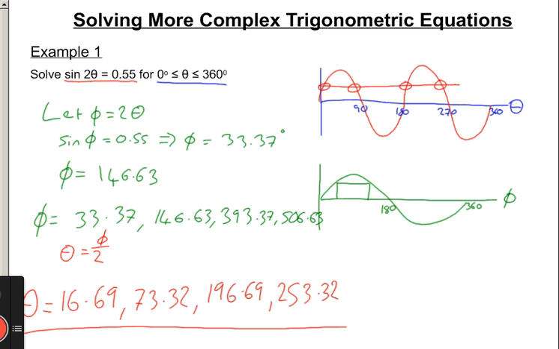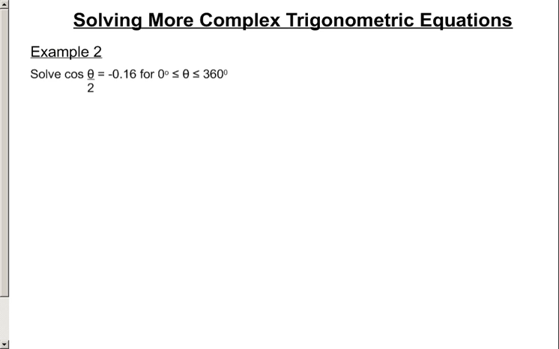Let's have a look at a couple more examples of this. Here, cos of theta over 2 is minus 0.16. So the first thing we're going to draw is a sketch of cos of theta over 2 for 0 to 360. That means the period has doubled. So that means we don't actually even see the whole cos graph. It only does this in that 360. So it goes through 180 here and then finishes at 360. So it's been stretched by a factor of 2, or the period has doubled.